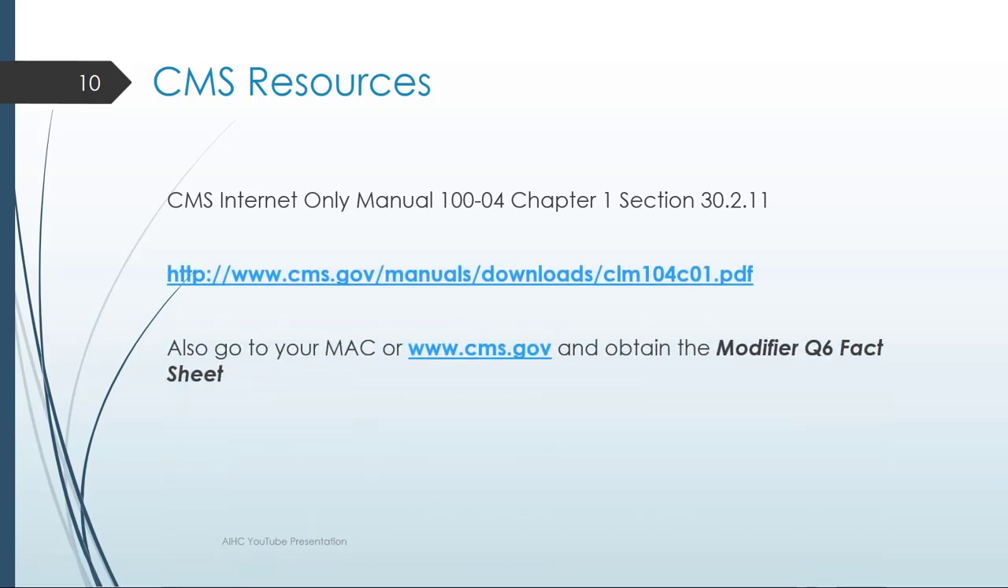Download applicable resources from your major payers. For Medicare, this information is found in Manual 100-4, Chapter 1, Section 30.2.10. And also download the Modifier Q6 fact sheet published by CMS. Both links found on this slide can be found in the video's description below.